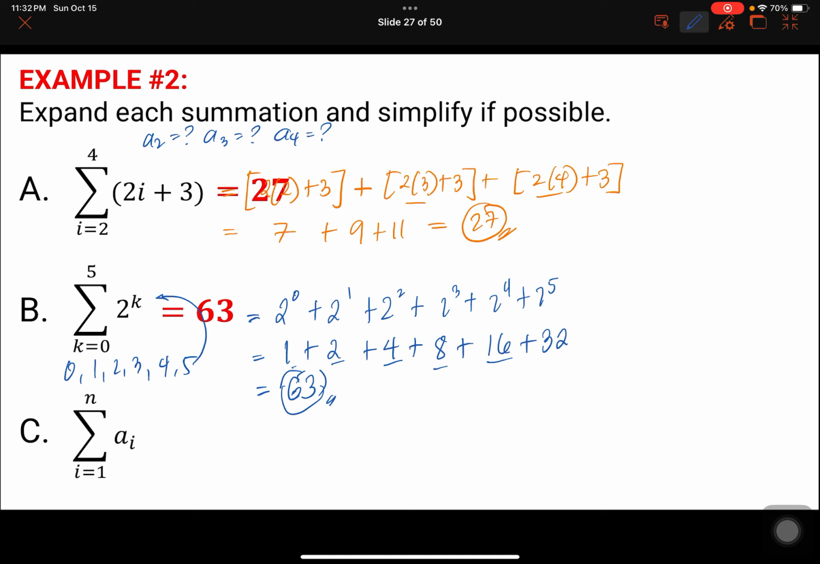And lastly, so we have the summation of a sub i, where i is equal to 1 up to n. So mapapansin nyo, wala tayong value ni n. So we will just expand this. So pag in-expand natin yan, magiging equal siya sa a sub 1 plus a sub 2 plus a sub 3, then we have the ellipsis, then plus a sub n.